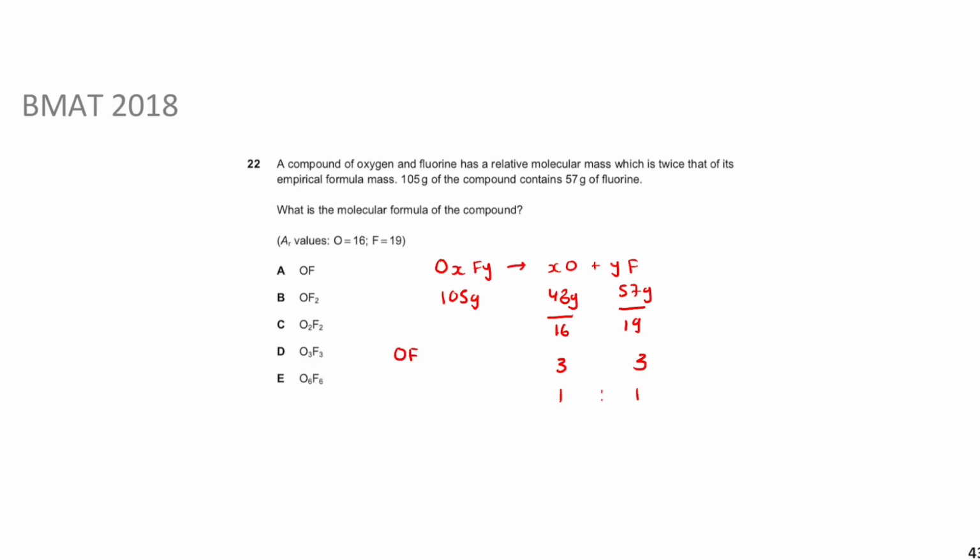But now what we know is that in the molecular formula, the relative mass is double. So basically, we have to double this up, right? And if we double that up, the molecular formula we're going to get is O2F2. So that basically gives us C as being our winner here. C is the correct answer.